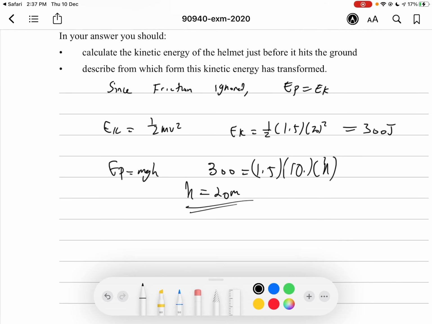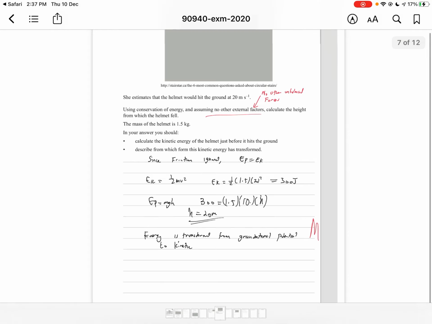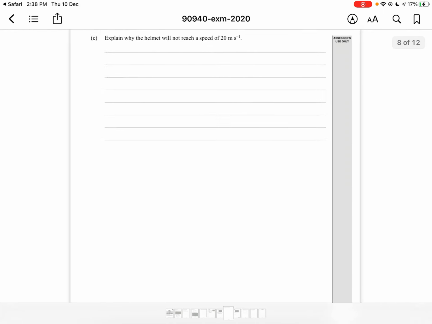And we need to describe from which form the kinetic energy has transformed. So energy transforms from gravitational potential energy to kinetic energy. Alright, that's all we need for this question. This question should just be a merit level question, a merit for both the explanation and the calculation. Any one of them should get you an achieved.